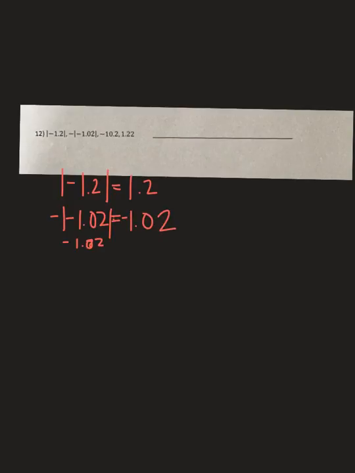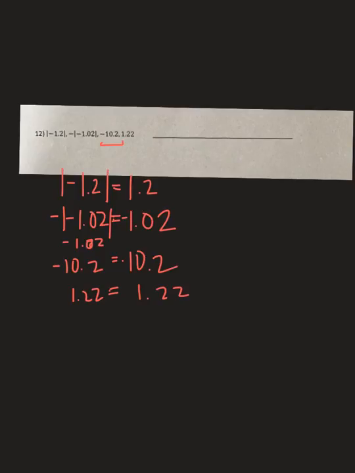Okay, the next number that we have is this one right here, which is negative 10 and 2/10, which we don't have to change anything about. We've just got a negative 10 and 2/10. And then the last one is just 1 and 22/100, which we also don't have to change, 1 and 22/100. Okay, so now we're going to be comparing them and putting them in order from least to greatest.